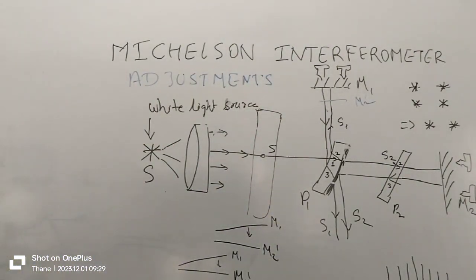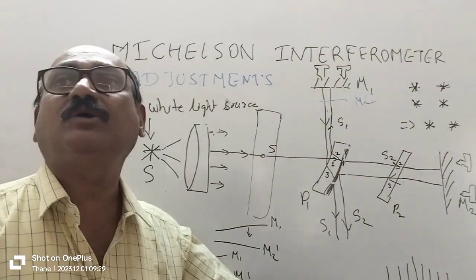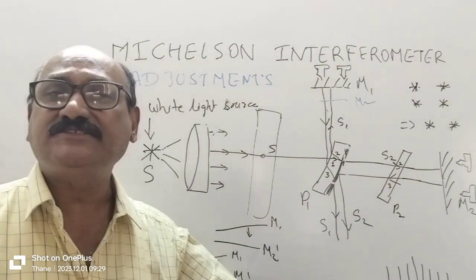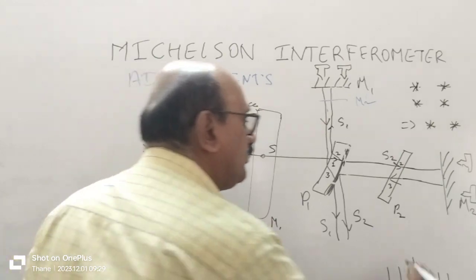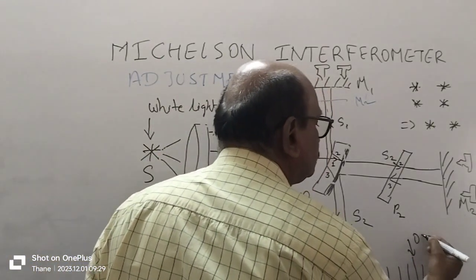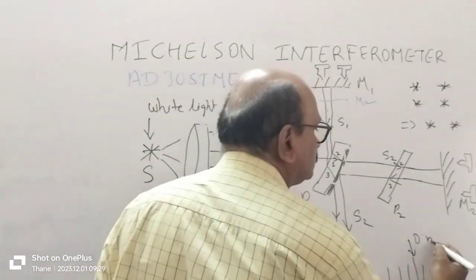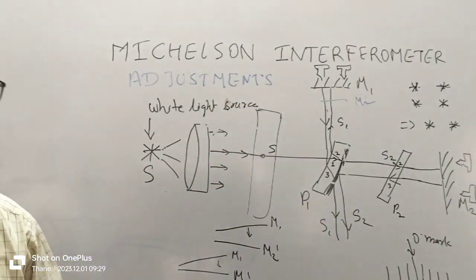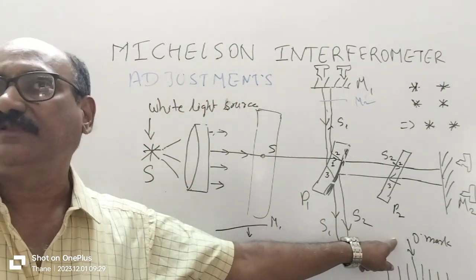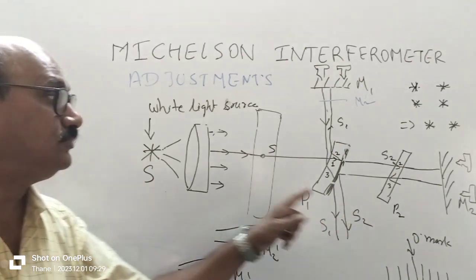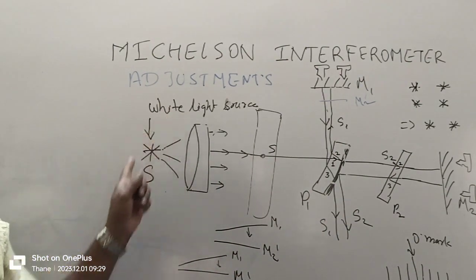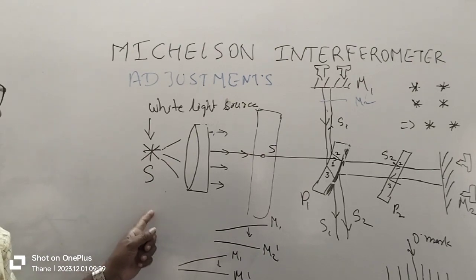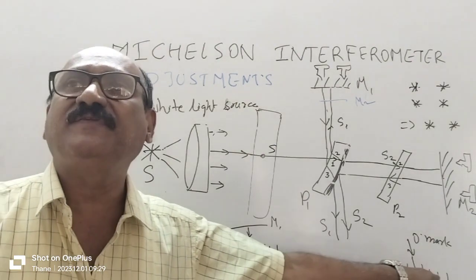So now you locate the position of the white light fringe and adjust your zero mark over here. Now this will act as a reference point. Once you switch off the white light source and again replace it by the monochromatic source, you will get the original fringes back.